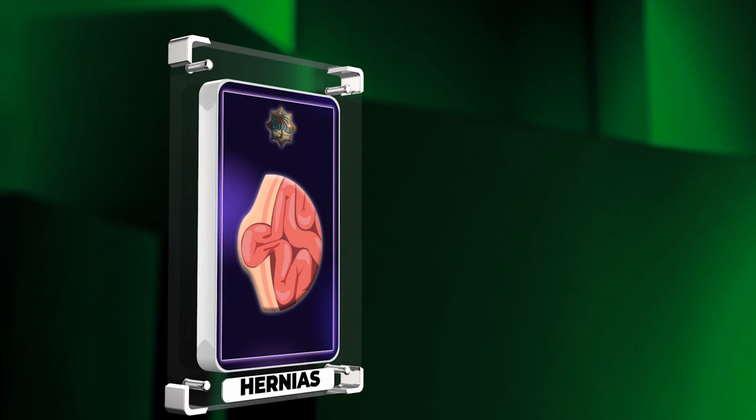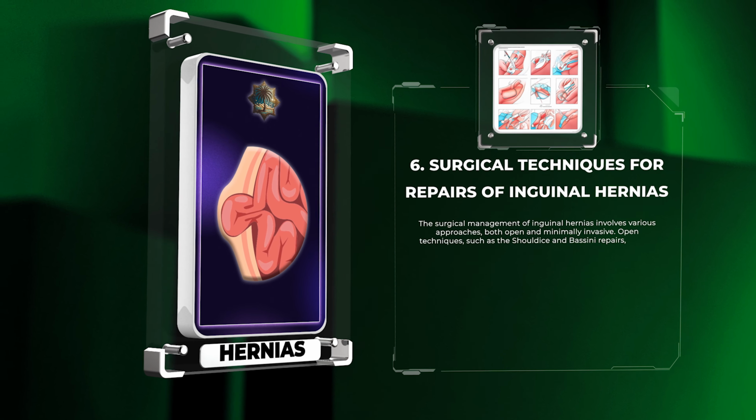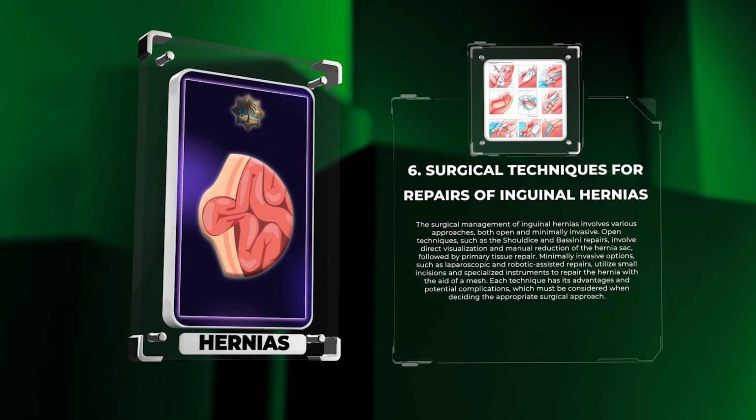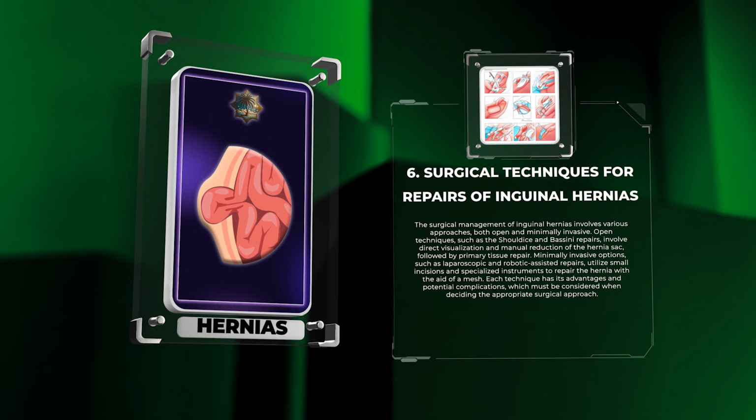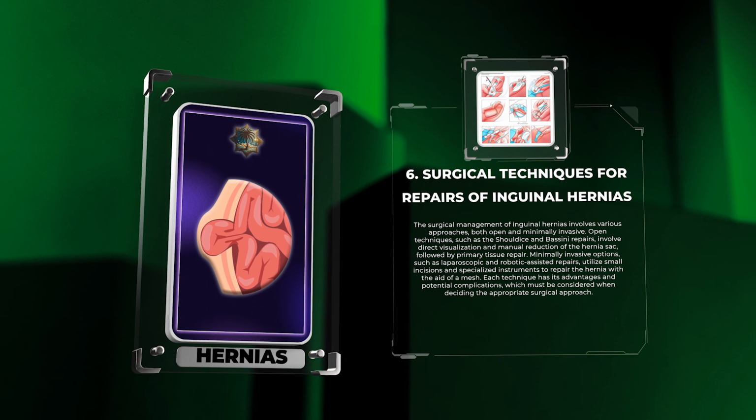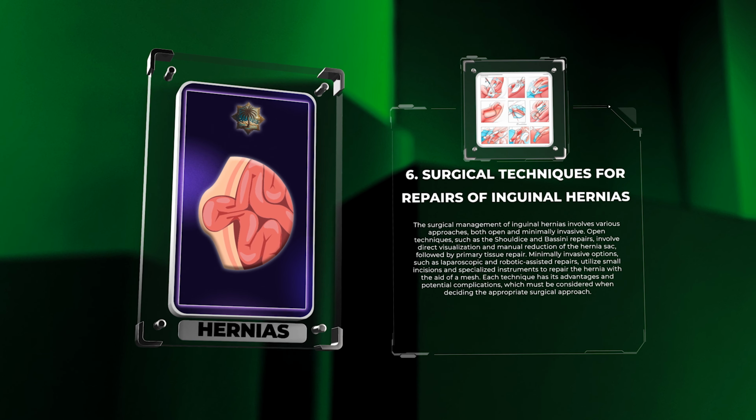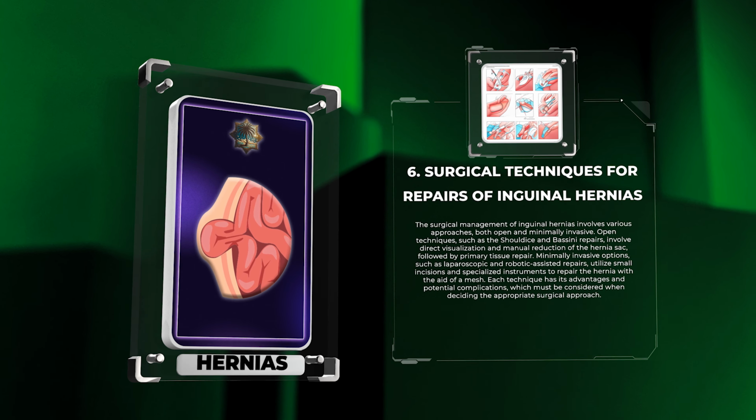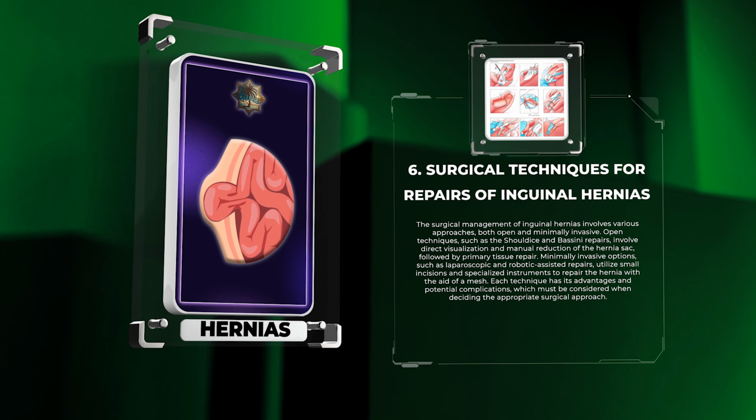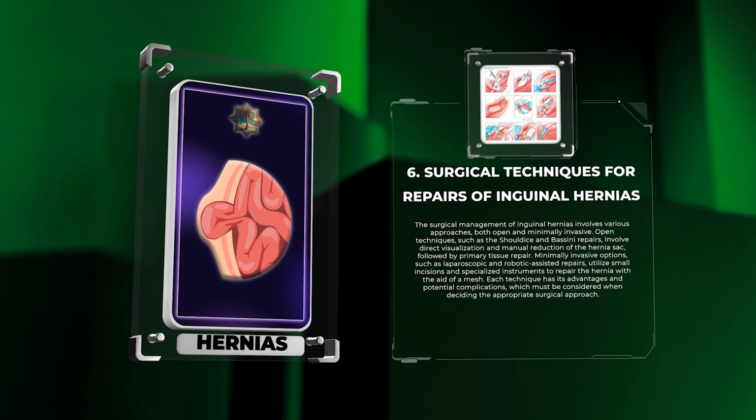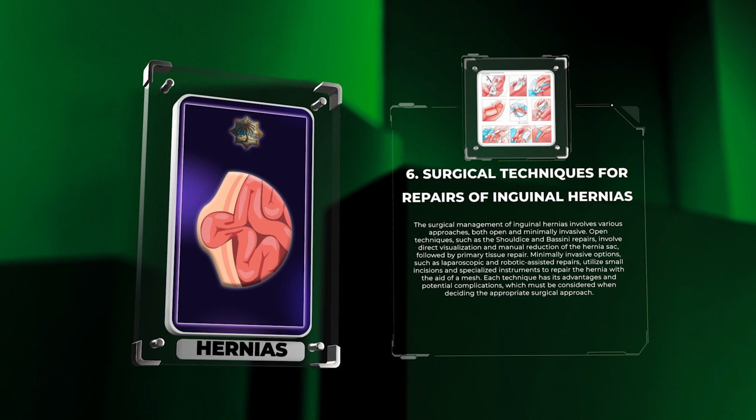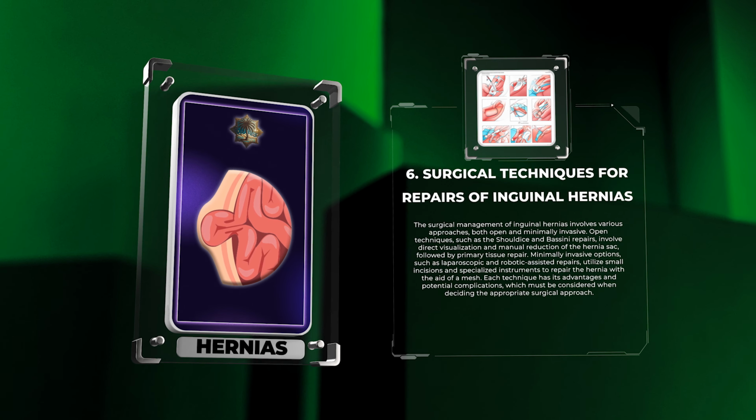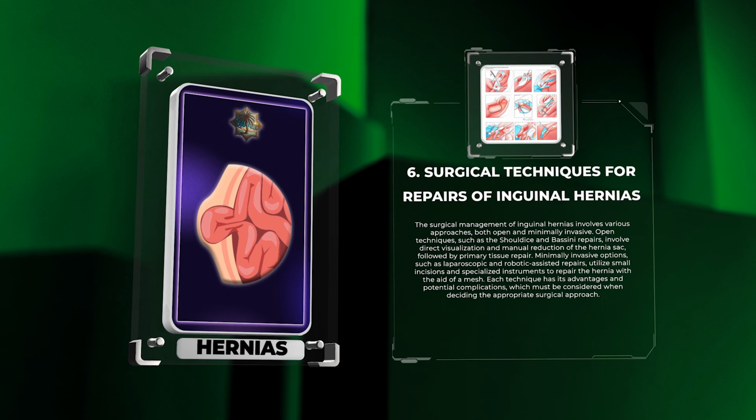The surgical management of inguinal hernias involves various approaches, both open and minimally invasive. Open techniques, such as the Shouldice and Bassini repairs, involve direct visualization and manual reduction of the hernia sac, followed by primary tissue repair. Minimally invasive options, such as laparoscopic and robotic-assisted repairs, utilize small incisions and specialized instruments to repair the hernia with the aid of a mesh.